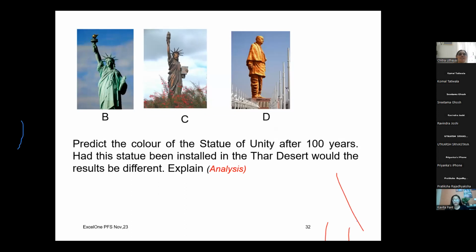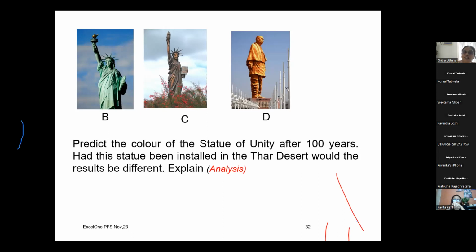Okay, predict the color of the Statue of Unity after 100 years. Had the statue been installed in the Thar Desert, would the results be different? Explain. So it becomes an analysis question. Basically, we are talking about the reaction of metals with carbon dioxide that's present in the air.